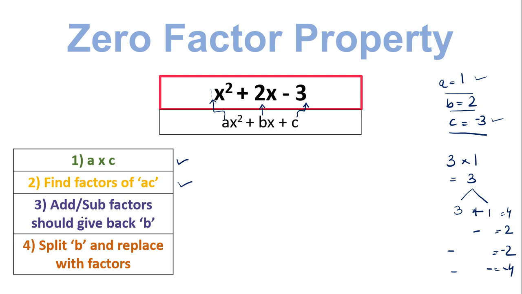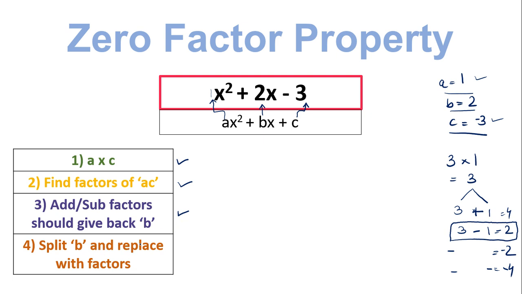What is this third step? It says add and subtract factors should give back b. So I can't just randomly take 3 plus 1. I can't take, let's say, negative 3, negative 1. What I have to see is what is giving me my 2, because 2 is my b there. So basically my 3 should be positive and my 1 should be negative. Only then can I get back my b, that is 2. Now the third step is complete. I figured out which two factors and what signs give me the b.